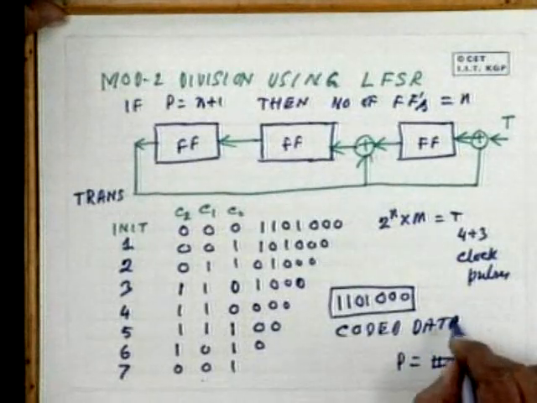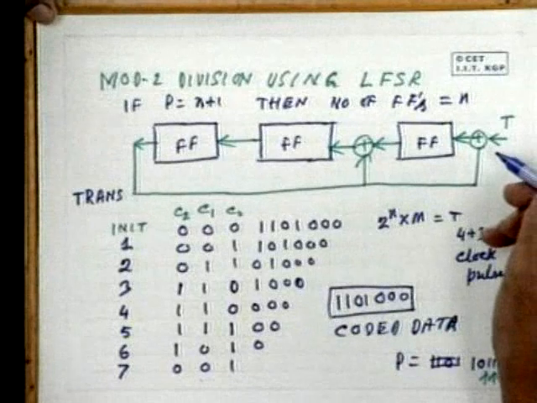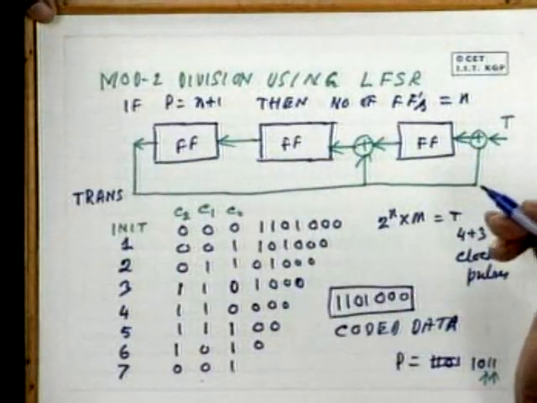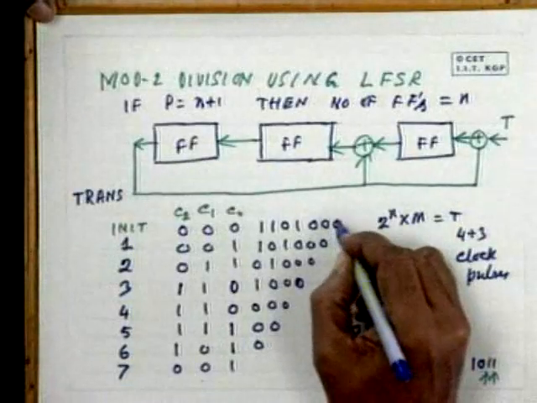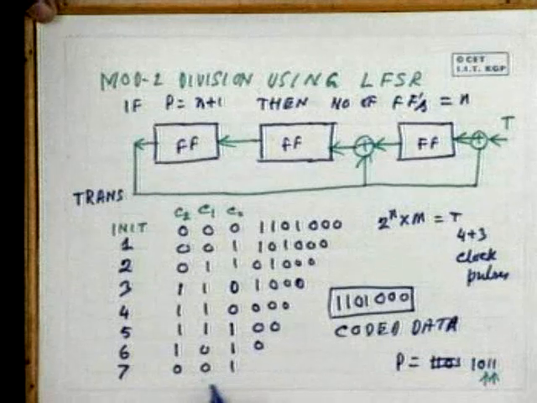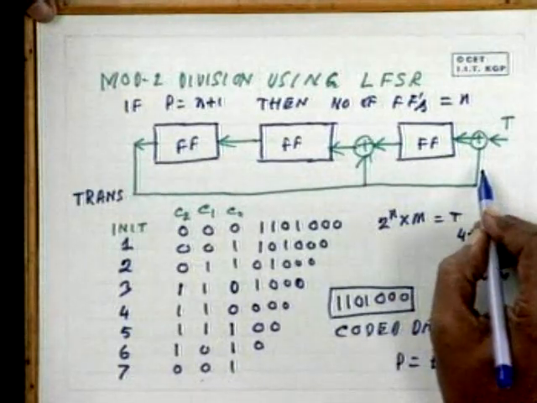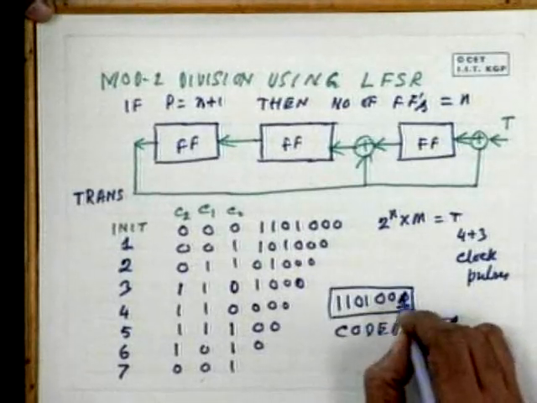And at the receiving end, the same data is being applied to this similar circuitry. And if you make this bit 1, you will find that this will become 0 0 0. So if there is no error, then after sending the coded data, the coded data will be 1 0 0 1.